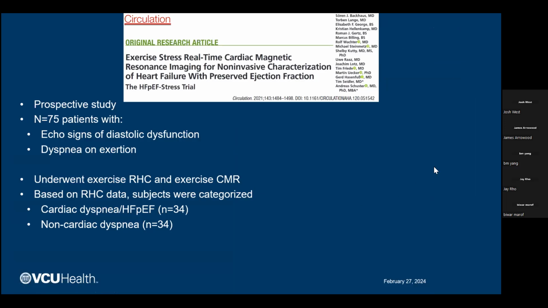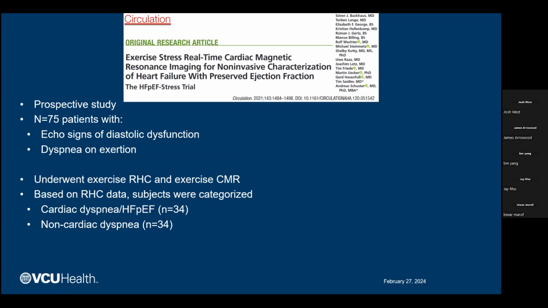And then this is one of my favorite studies personally, the HFpEF stress trial, where they took patients that we oftentimes see in the clinic. They have undifferentiated dyspnea and some echo signs of diastolic dysfunction. They had an E/e' greater than 8. And so they had dyspnea on exertion. They underwent exercise-based right heart catheterization, and then immediately underwent exercise CMR within a short time frame.